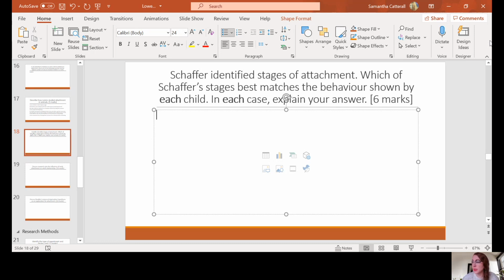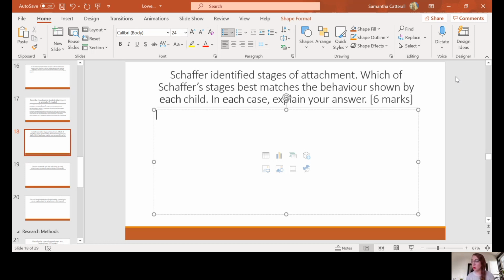However, you do need a bit more explanation to say why that stage best matches the behaviour shown by each child. So you need to explain your answer, what behaviour they're showing. Alexi is happy when playing with the childminder, but he is not upset when his mother leaves, nor is he upset when he meets strangers. Myra gets upset when her mother leaves. She does not like meeting strangers and does not reach out to be picked up by the childminder when she arrives at daycare. And Karen gets upset when her mother leaves her and also gets upset when the childminder leaves her.